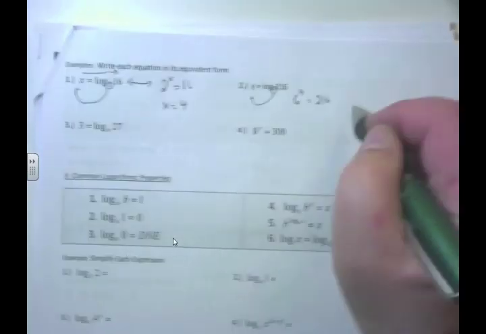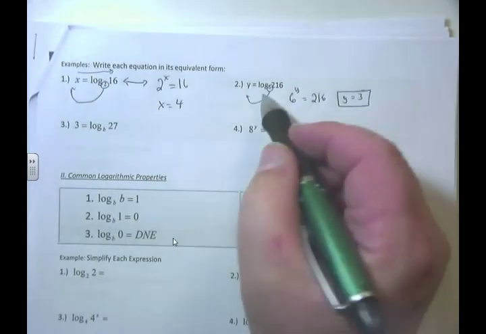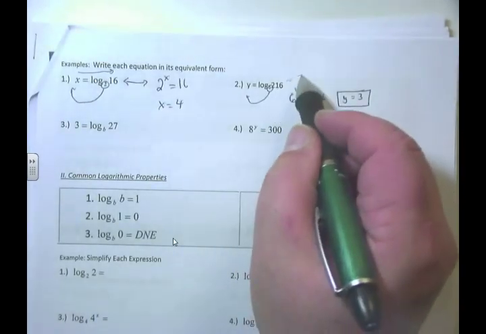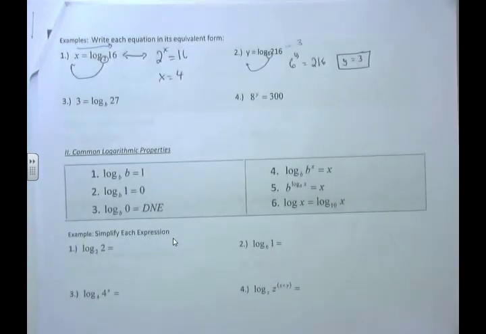216. So what must the power have been? The power must have been 3. Y equals 3. So log base 6 of 216 actually equals 3. What about the next guy?